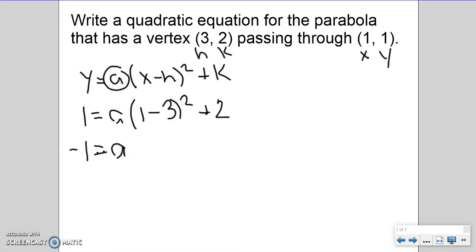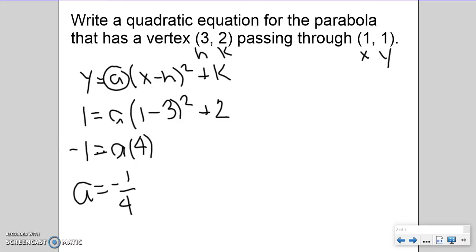So 1 minus 3 is negative 2. Negative 2 squared gives us a value of 4. So I'm going to have a times 4. Dividing by 4 to get a by itself, I'll have that the value of a is negative 1/4.